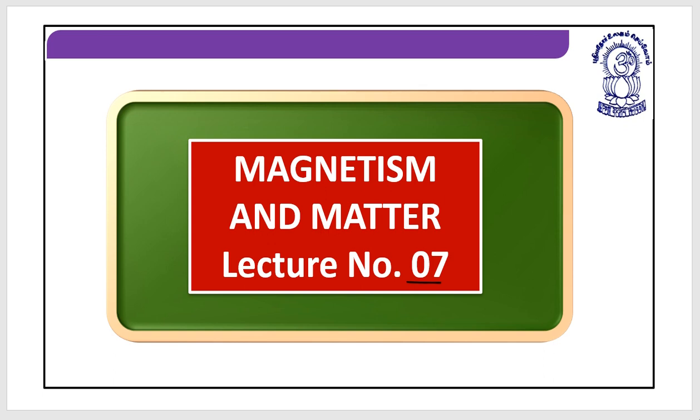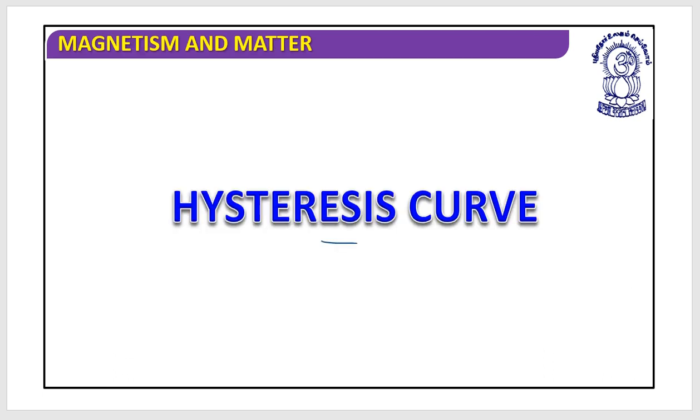This is lecture number 7 of our unit Magnetism and Matter. So let's begin with today's class. In today's session we are going to discuss the hysteresis curve. What the hysteresis curve is and why it has been plotted.